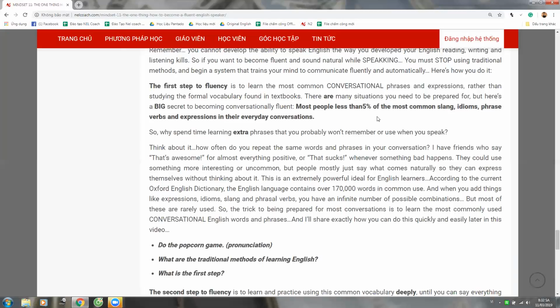Okay. Now, number four. The fourth step to fluency is to study the parts of culture that appear most commonly in conversations. This is how you learn to understand the meanings behind the words people use, so you can make jokes and use clever references without thinking, just like native speakers. Do you understand it?